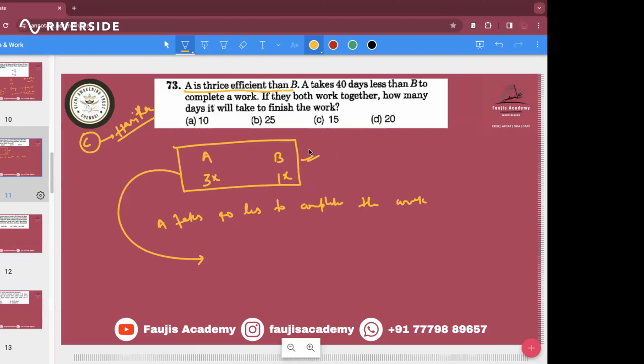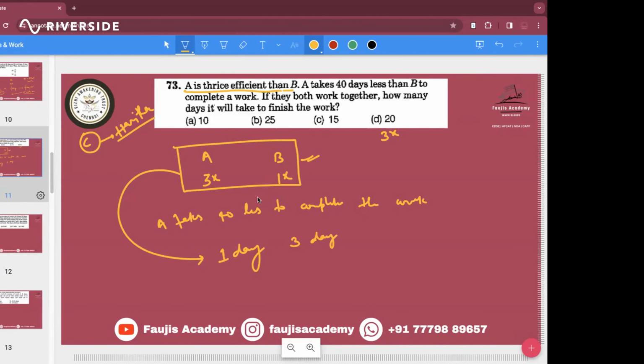Let's try to find the LCM. 3x will be your LCM, right? So A will do one work. A will finish it off in 1 day, and B will finish it off in 3 days. 1x work, right?